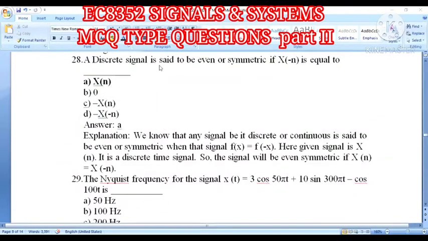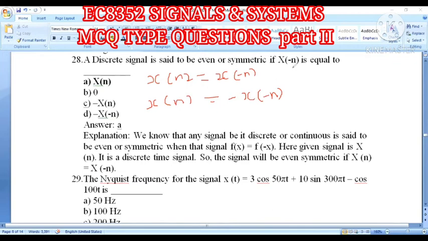Next question. A discrete time signal is said to be even or symmetric, odd or antisymmetric. You know the condition when the signal is said to be even: x of n is equal to x of minus n. This kind of signal we call an even or symmetric signal. Odd symmetric means x of n is equal to minus of x of minus n. This is odd symmetric or anti-symmetric.